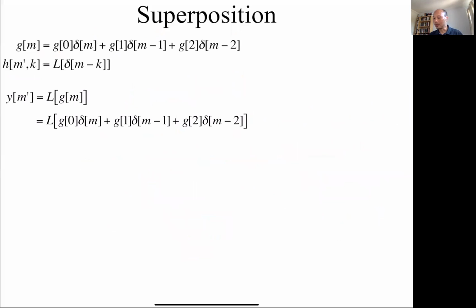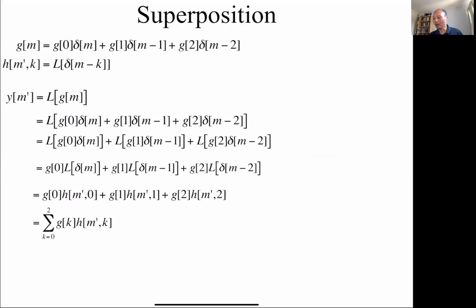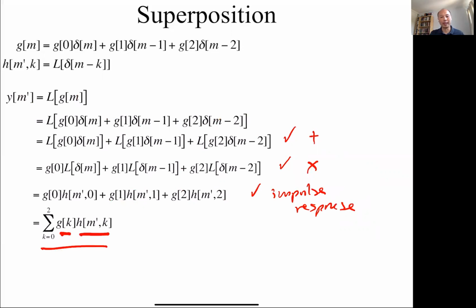Okay, and that's just written in much nicer form here, so you can follow along. Here we applied the addition property, right? Here we applied the scaling property. Here we apply the definition of impulse response. And here we're just writing it as a nice summation. So you can see here, you have these different impulse responses, and they're each weighted by the weights. Remember, the weights were the weights of the original signal.